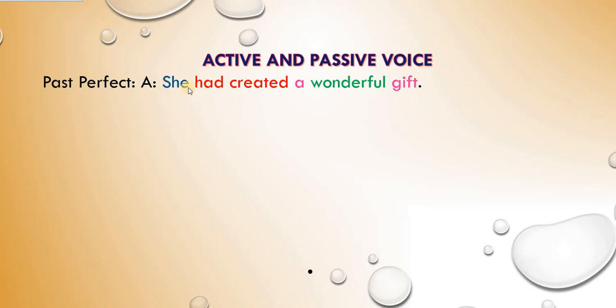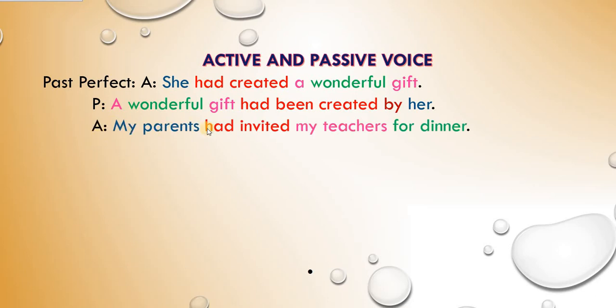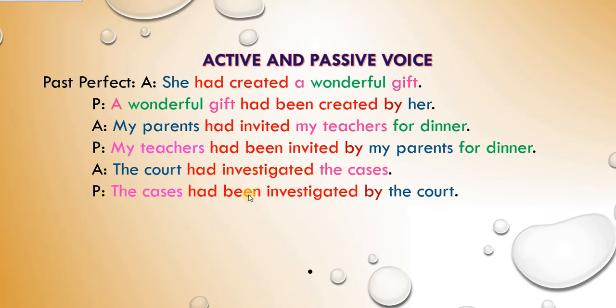Past perfect. She had created a wonderful gift. Passive: A wonderful gift had been created by her. Active: My parents had invited my teachers for dinner. Passive form: My teachers had been invited by my parents for dinner. Active: The court had investigated the cases. The cases had been investigated by the court.